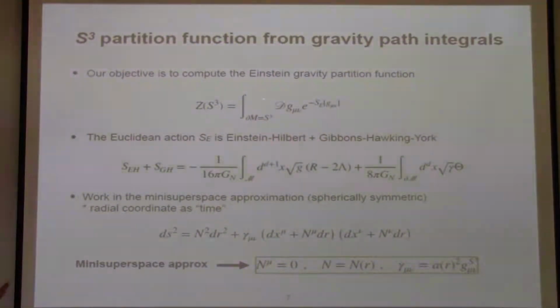Okay, so here is what I do. As I said, this is the Einstein-Hilbert action plus the Gibbons-Hawking-York term. It's Euclidean Einstein gravity, and I set the boundary condition to be a three-sphere. And I just want to do this path integral. That's all I want to do.